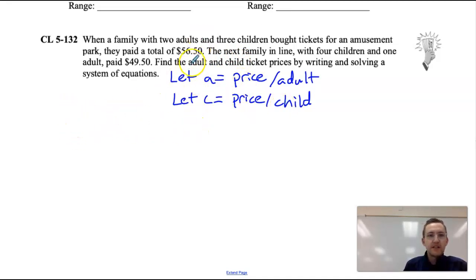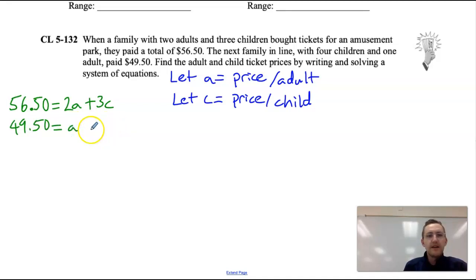So I think we need to write one equation for each family. So the first family spent $56.50. So I'm going to say $56.50 is equal to, they had 2 adults and 3 kids. So I'm going to say 2A plus 3C is equal to $56.50. Then we just got to do the same thing for the second family. So the second family, they paid $49.50. So we can say $49.50 is equal to, they had 1 adult and they had, let's see here, 4 kids.